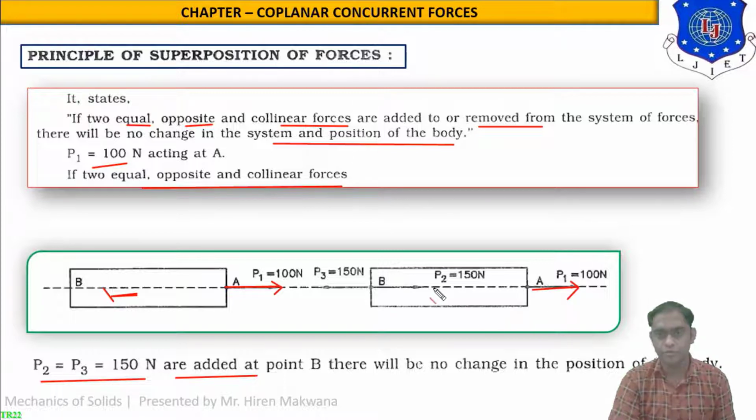But there are two forces, P2 equal to 150 Newton and P3 equal to 150 Newton. Both are having same value but having opposite nature, acting like this. So these forces are known as opposite forces, but they are not affecting the system itself. So this type of principle is known as principle of superposition, which is a very easy topic.